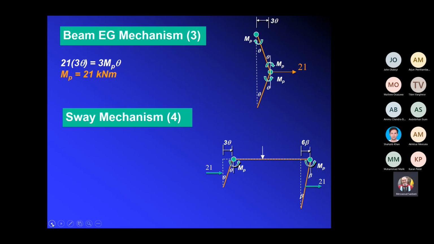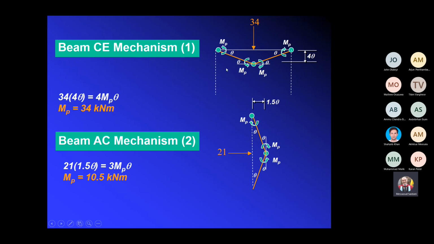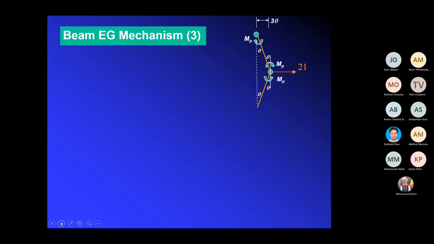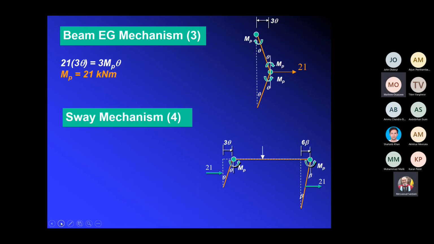Now, I forgot to mention that if you go back to the beam CE mechanism, we have 3 hinges, which is more than the 2 we need for total collapse. And therefore, what you can say is that this beam CE mechanism is actually an over collapse mechanism. Why? Because we've got more hinges than we actually need for total collapse. So this is the sway mechanism.